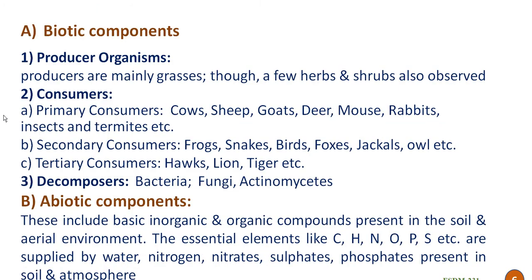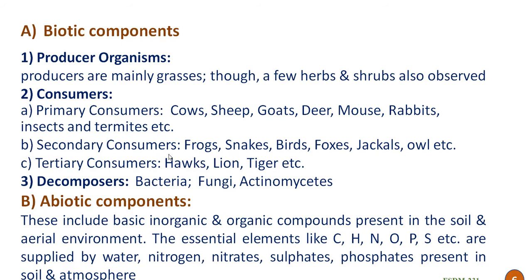So here is the structure of the grassland ecosystem, in which, among the biotic components, the producers are mainly grasses, though a few herbs and shrubs are also observed. Among the primary consumers, cows, sheep, goats, deer, mice, and rabbits are all present due to the producer grasses. These cattle feed on the grasses, and besides this there are insects and termites also.